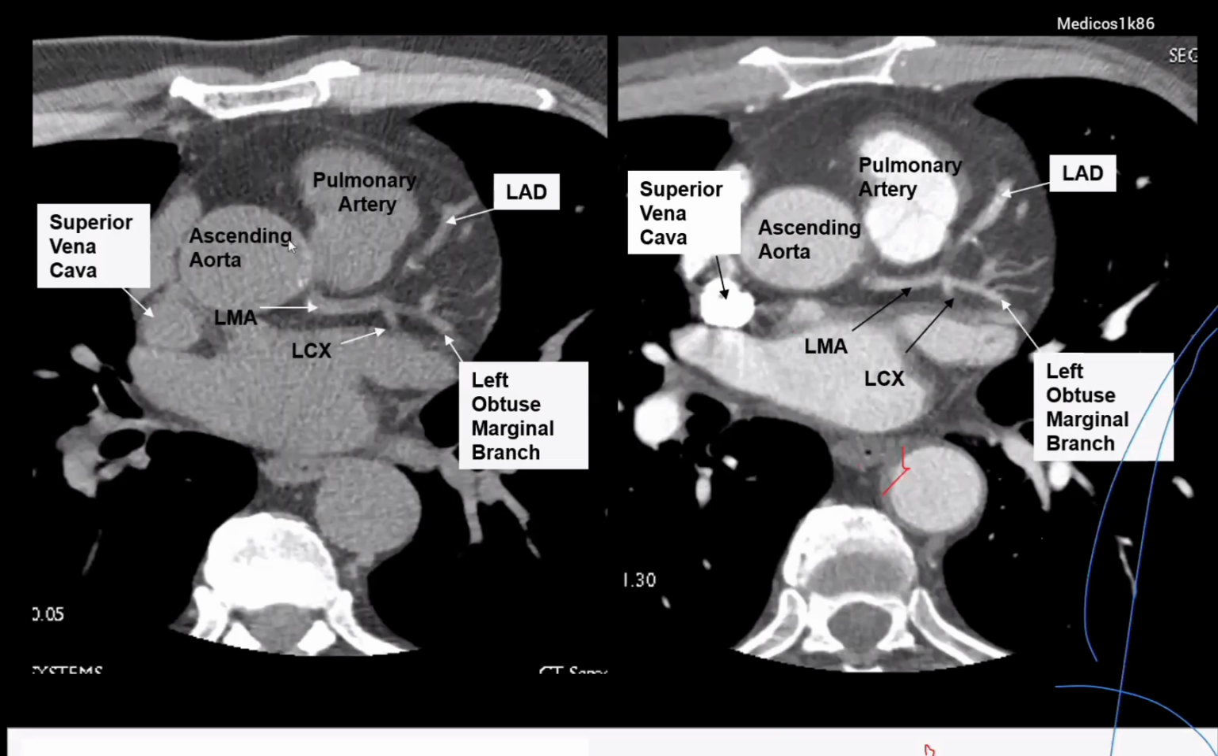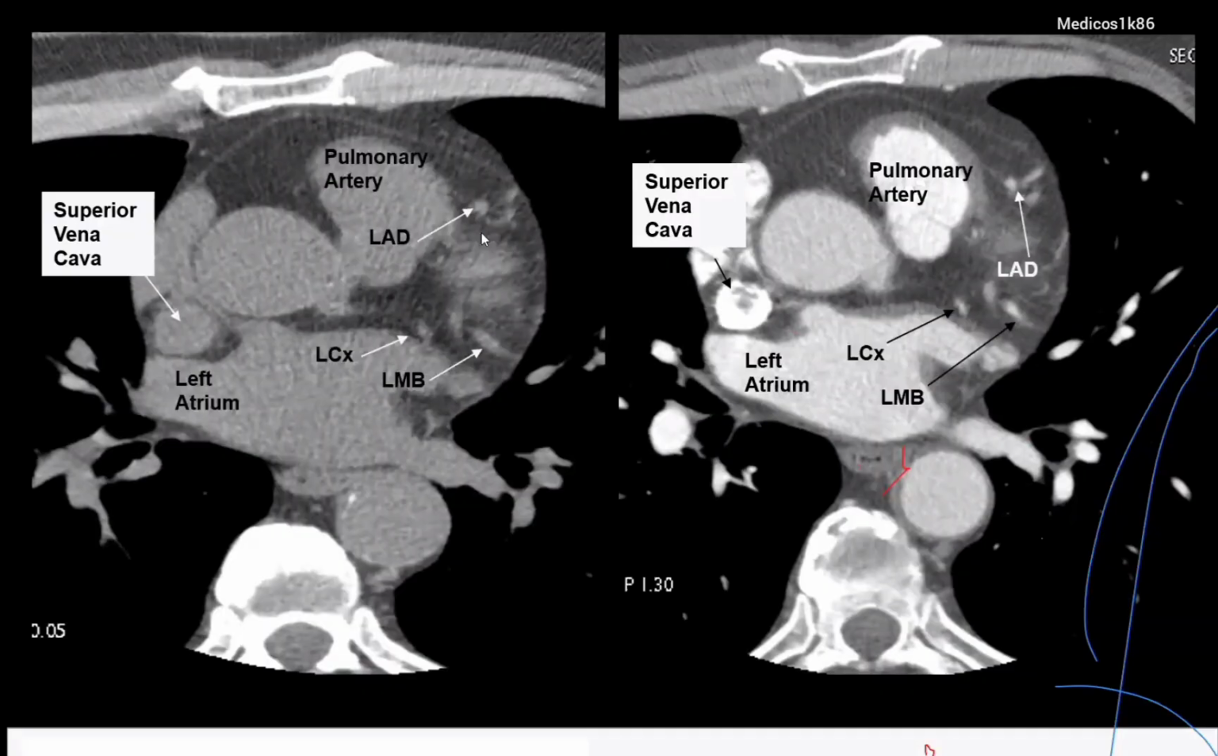And also, let's continue down. LAD is running. CX is going to the posterior. Obtuse marginal is going to the lateral part of the myocardium. And there is no right coronary. We are waiting for that one. It will come. And in the next one, LAD, pulmonary artery trunk, left atrium, left marginal branch, and CX, it is here. It is going to the posterior part.